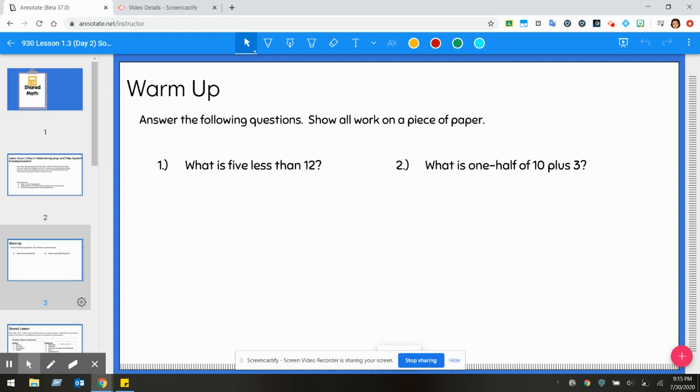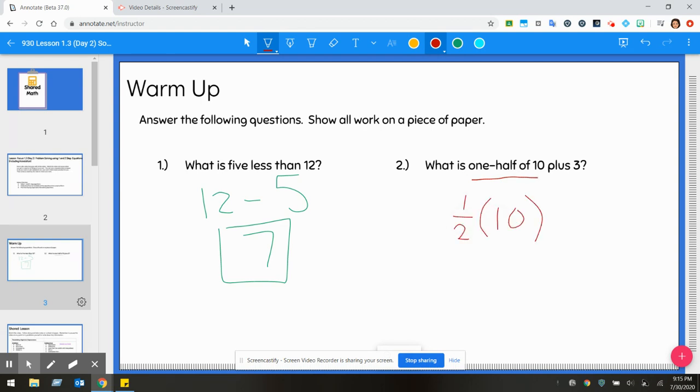What is 5 less than 12? 5 less than 12. So I would do 12 minus 5 would be 5 less than 12, which would give me 7. Number 2, what is 1/2 of 10 plus 3? 1/2 of 10 plus 3. 1/2 of 10 is 5. 5 plus 3 gives me 8.